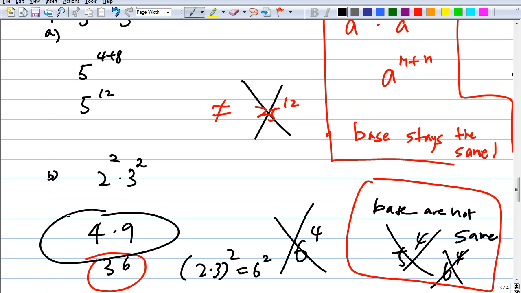So don't write 5 to the 4th or 6 to the 4th. That'd be wrong. Okay. Any questions? Yes, sir. Yeah, which is 36. So if you get 6 to the second, something that you can multiply out, you should simplify and write 36. If you get 5 to the 12, you don't have to multiply that whole thing out.